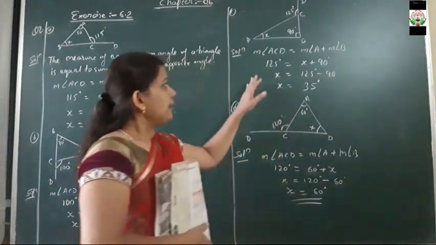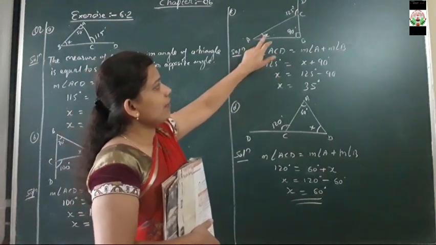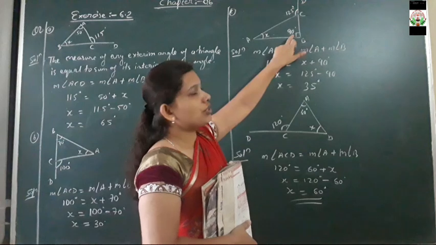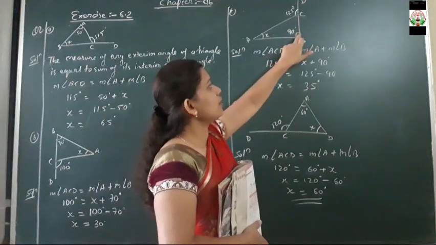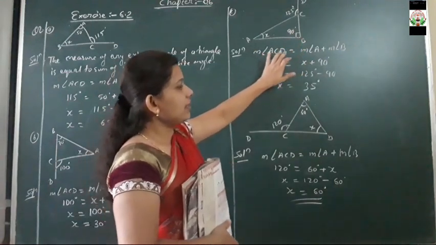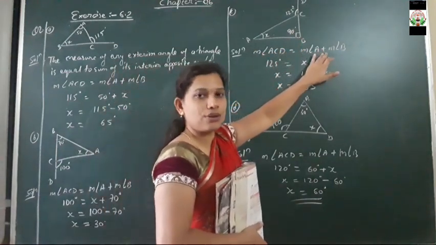In the same way, moving toward this question, we have to find the interior angle x, and one of the interior angle notations is given. This notation means it is 90 degrees. So measure of angle ACB is equal to measure of angle A plus measure of angle B.